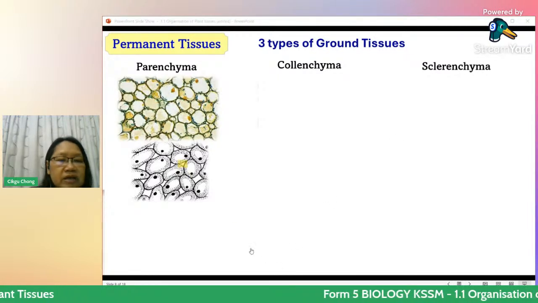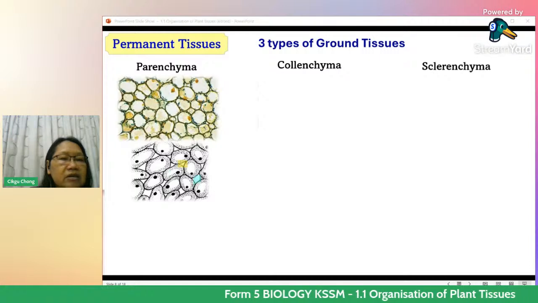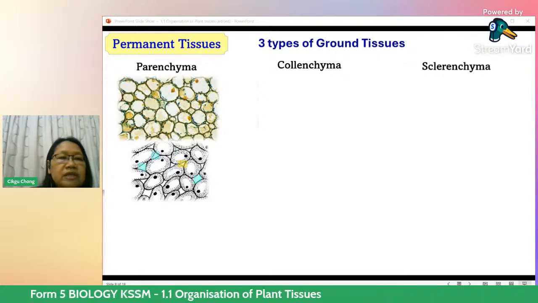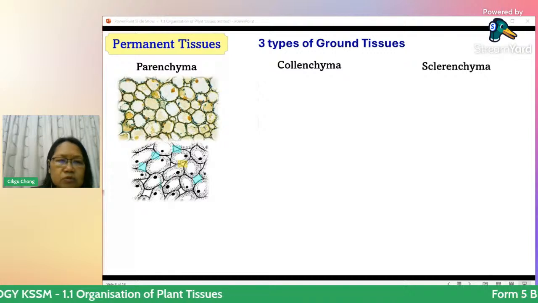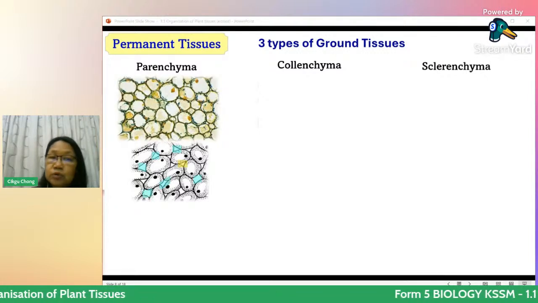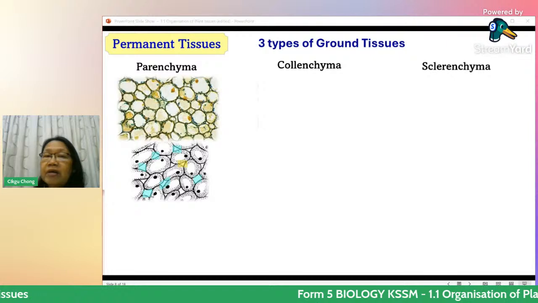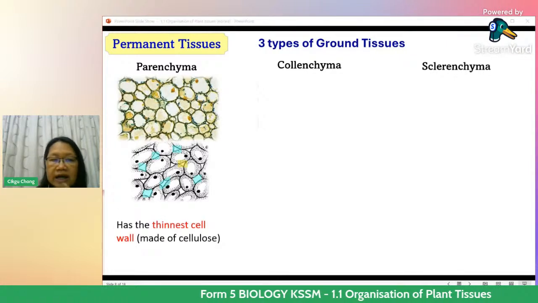You can see this part here. I highlight it in green and blue. Can you see all this empty space here? There's tiny little space in between the cells. This one I colored green, blue. So this is one of the indications that it is a parenchyma cell, which has a thinner cell wall.